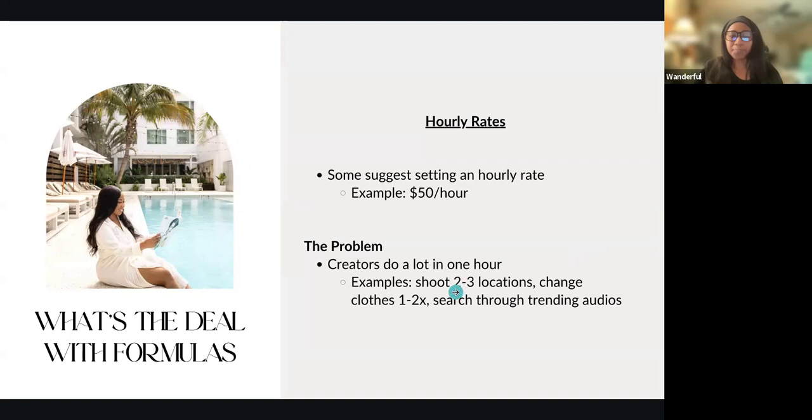Like maybe in one story slide you shot in one location, and then the next story slide you shot in another location. That's a lot of moving locations, probably changing outfits, searching through trending audios if you're putting audios on your reels, for example. All of that just to make $50. Not worth it. So this is why I'm against the hourly rates, because we do a lot in 1 hour as creators, and you don't want to leave money on the table here.